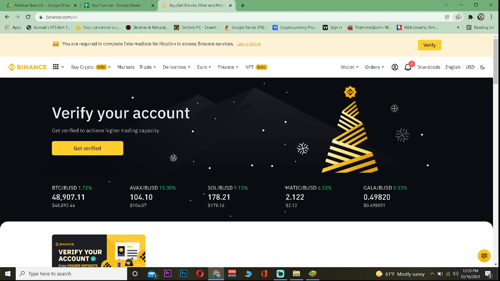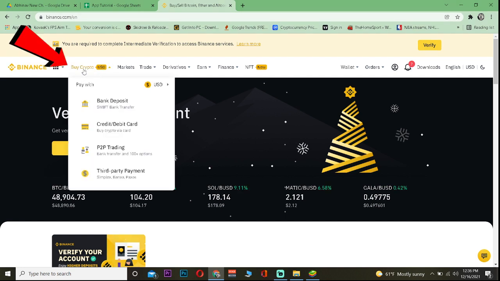Now to buy crypto in Binance, the first thing you need to do is load money into your Binance account. You can do that through credit card, debit card, your bank account, or P2P trading. You can just go and buy crypto over here, and these are all the ways you can load your money inside Binance.